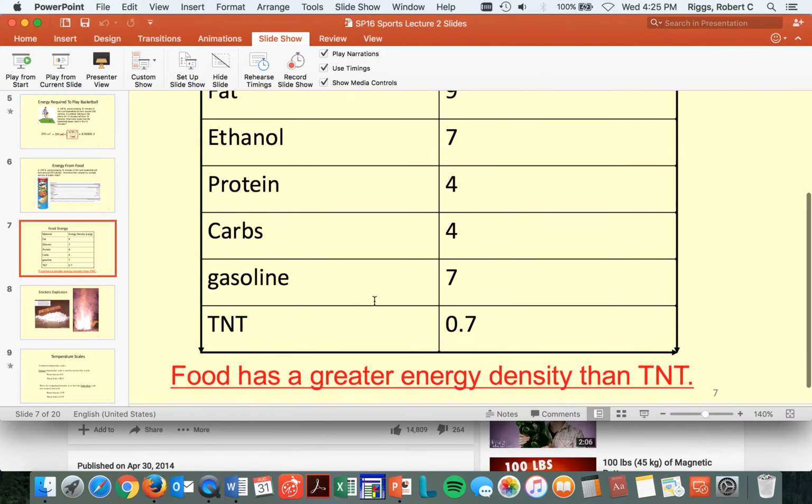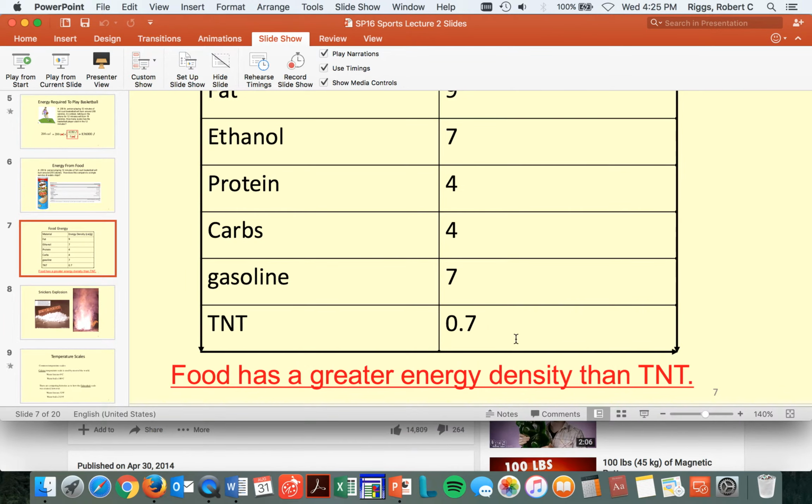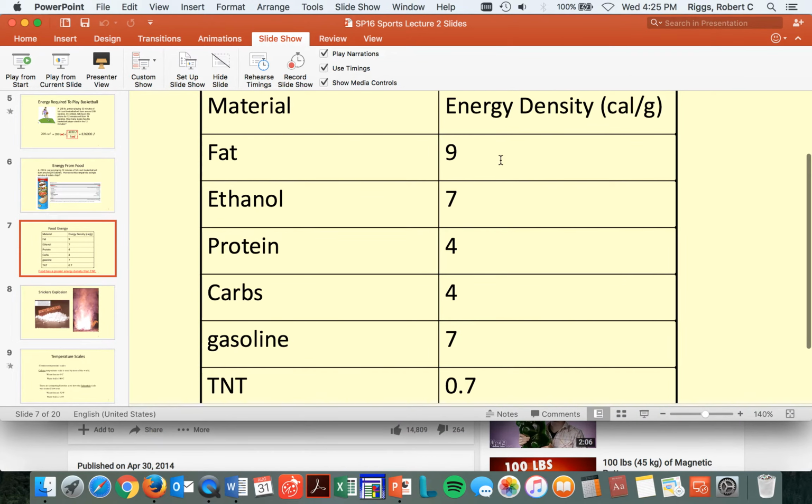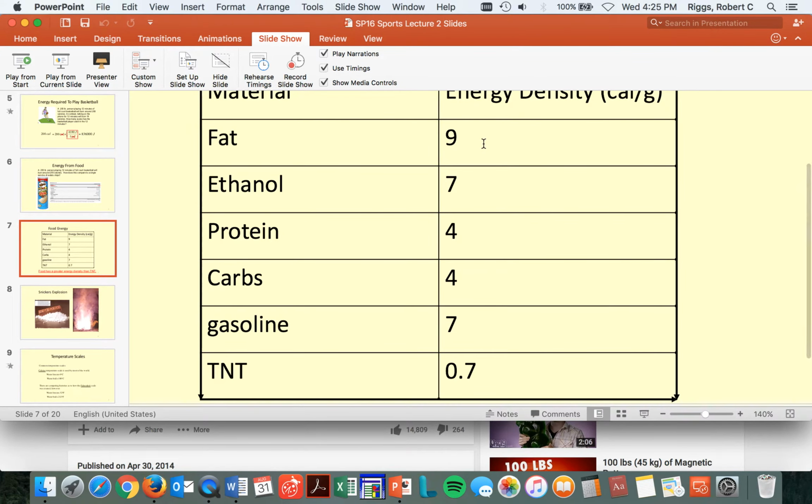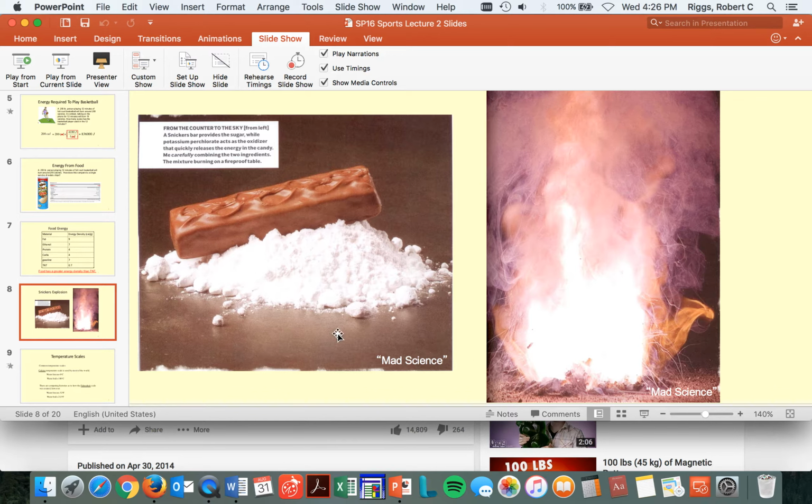What's funny is TNT has an energy density of 0.7, whereas fat, or a Snickers bar, which has a lot of fat and carbs in it, is about 10 times that. It's just how fast it's released. And this is what you heat up, potassium chlorate, and it heats up.